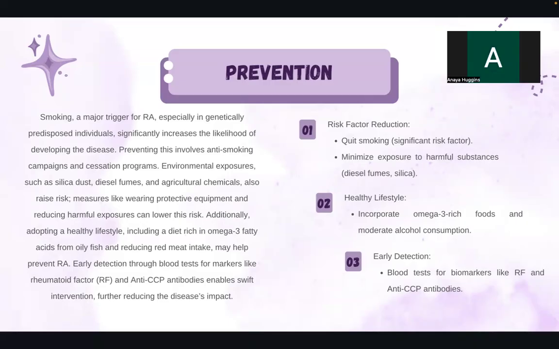Something else we could think about is adopting a healthy lifestyle, which is eating a balanced diet, exercising regularly, and avoiding high levels of stress. Thinking about some of these things and implementing them in your everyday life may lower the risk further. And then also early detection through blood tests for markers like rheumatoid factor and anti-CCP antibodies allows for early intervention and better health outcomes for the patients.